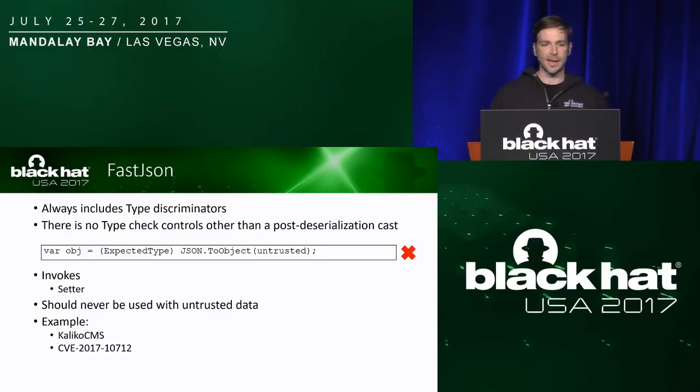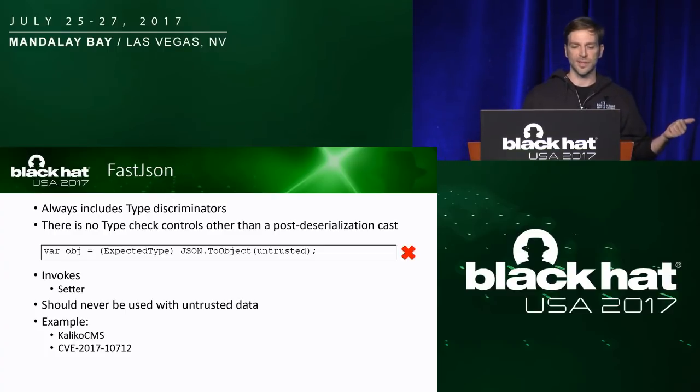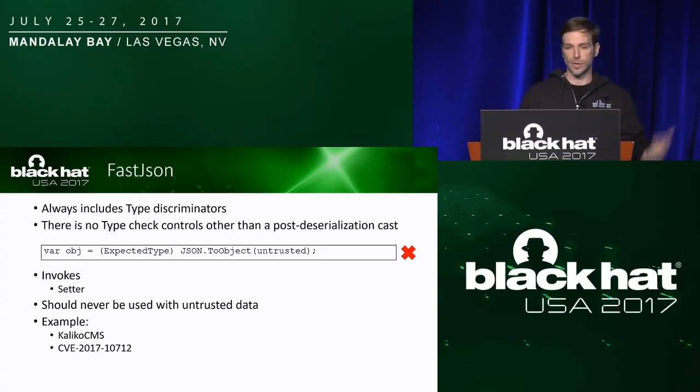So let's see some of these libraries. For example, FastJSON was one in the red category. They always include the type discriminators. They perform no type control at all. So if you find an application using FastJSON with untrusted data, you will be able to get arbitrary code execution. And that's what we found, for example, in this Calico content management system that was deserializing untrusted data, leading to arbitrary code execution.